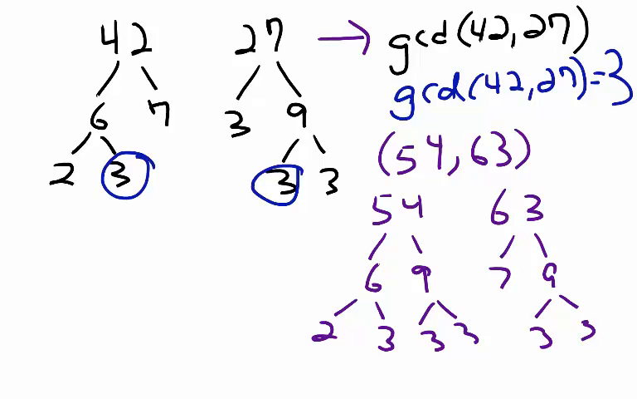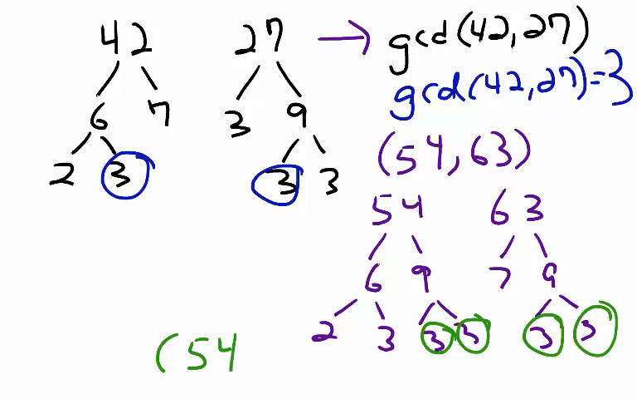In this case, I see that we have a 3 common to both, and another 3 common to both factor trees. And those are the only factors which 54 and 63 have in common. Therefore, the GCD of 54 and 63 is equal to 3 times 3, which is equal to 9.